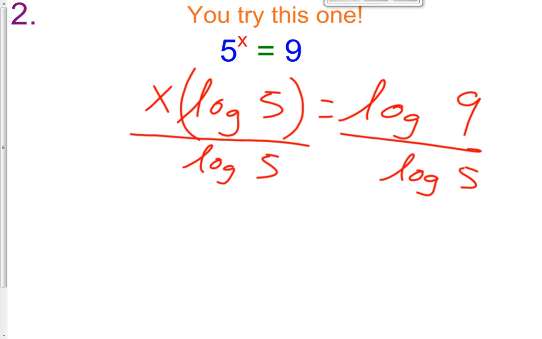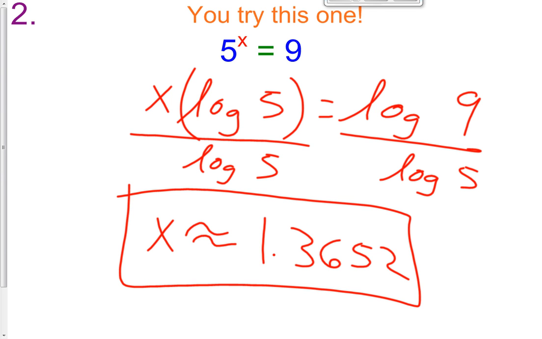log 9 divided by log 5, you should have got x to be approximately equal to 1.3652. There's the answer for problem number 2. Let's try problem number 3 altogether.